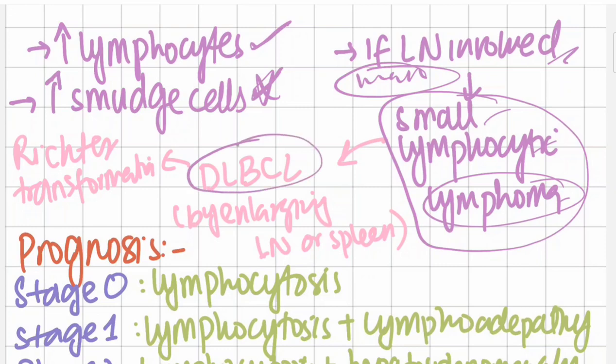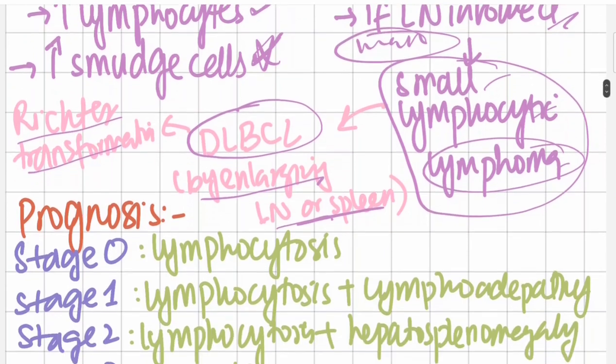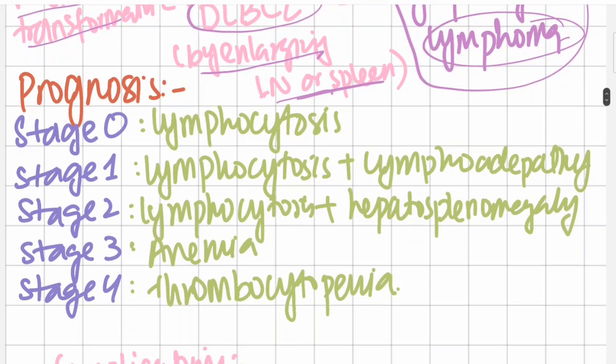which I'm also going to talk about in the lymphomas video. And that phenomenon is called Richter's transformation, and it presents as an enlarging lymph node or an enlarging spleen, called splenomegaly. So what is the prognosis of CLL?